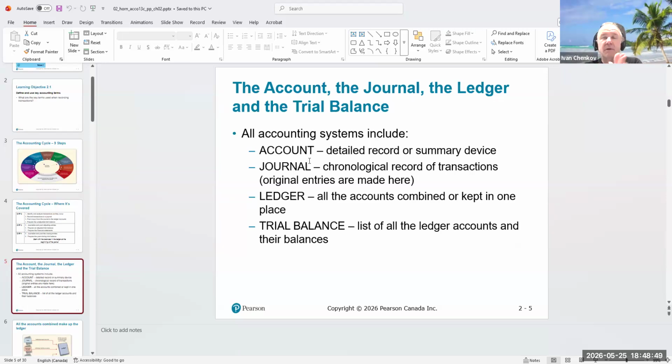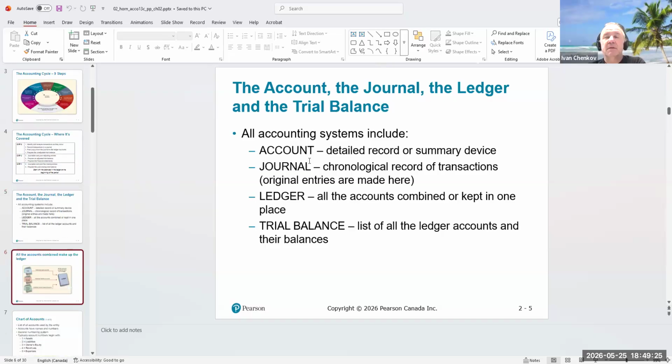We're going to have accounts, a journal, a ledger, and a trial balance. An account is the detailed record of any elements of the financial statements that we're going to keep track of: the accumulation, deductions, and everything like that. The journal is the chronological record of the transactions. We're going to do some journal records today. The ledger is all the accounts combined together and kept in one place. The trial balance is the list of all the accounts with their balances, either debit or credit.